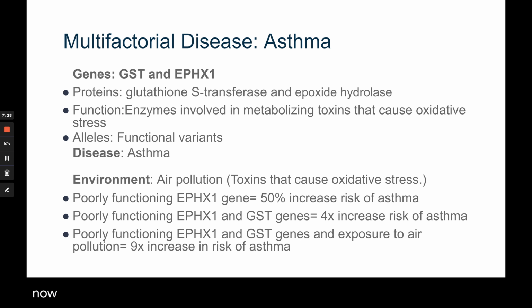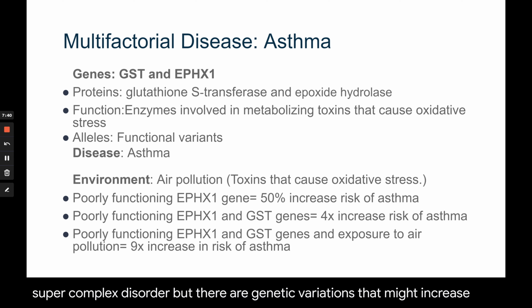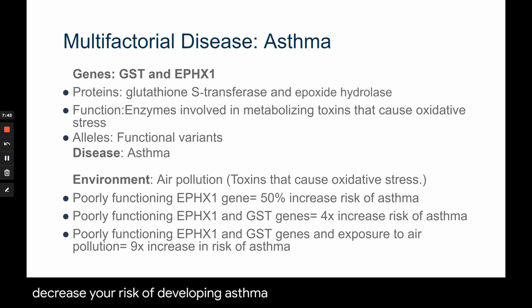Moving on to a more complex situation. So asthma is not a single gene disorder. Asthma is a super complex disorder, but there are genetic variations that might increase or decrease your risk of developing asthma. There are also environmental risk factors. And so the genes that we're going to talk about right now are the genes coding for enzymes that are pretty much like antioxidants, right? So they buffer against the oxidative stress. And so if these enzymes aren't functioning properly, then there's more damage that can be done because of oxidative stress.